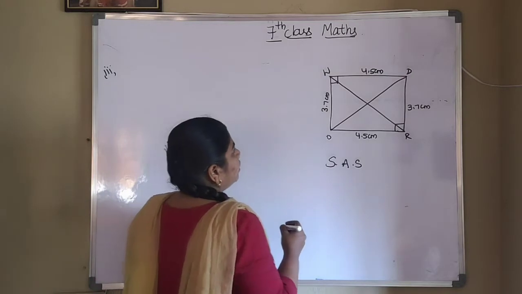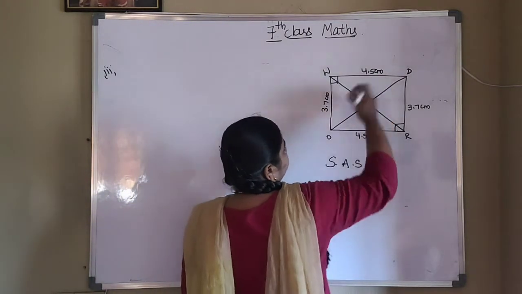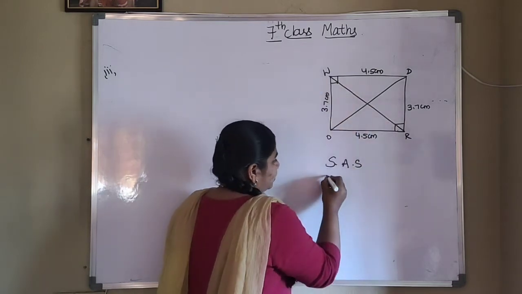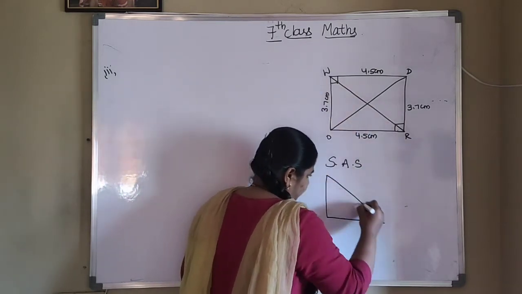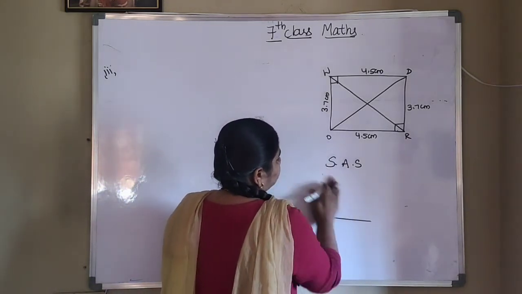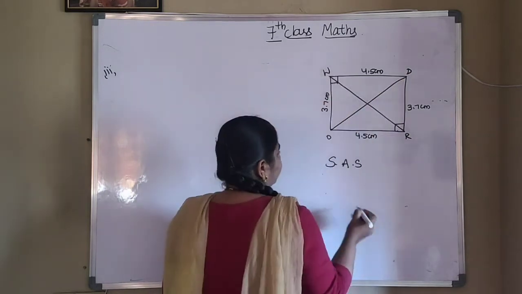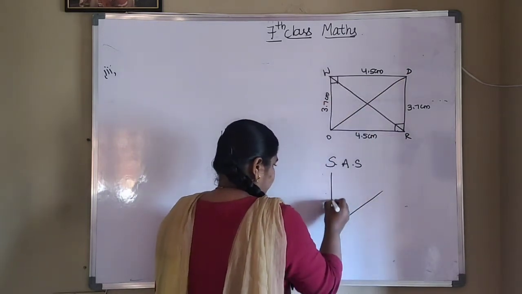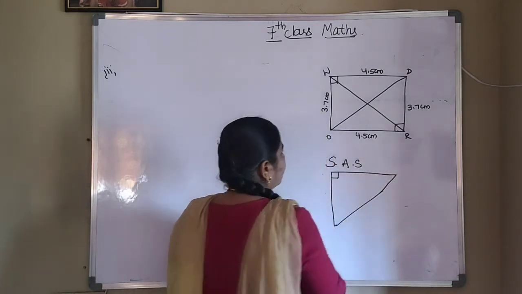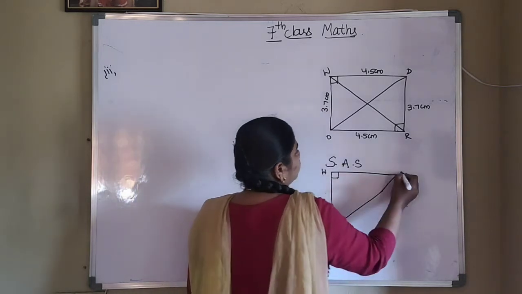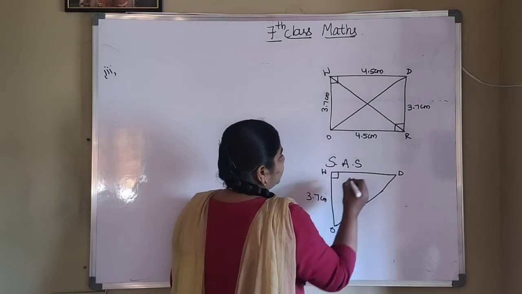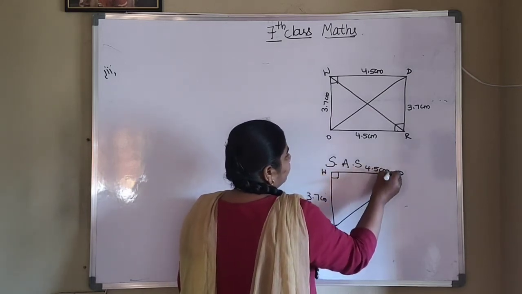What I am doing here is separating the two triangles. Which figures am I separating? This part, in this way, not in that way. Here it is forming a right angle. So this is WDO. Here it is 3.7 centimeters. Here it is 4.5 centimeters.